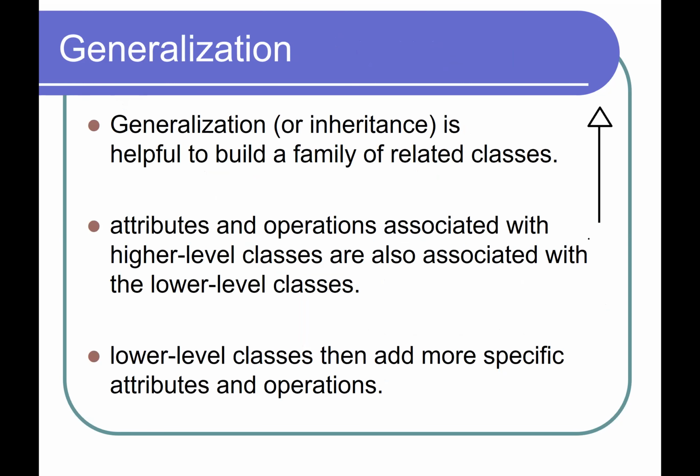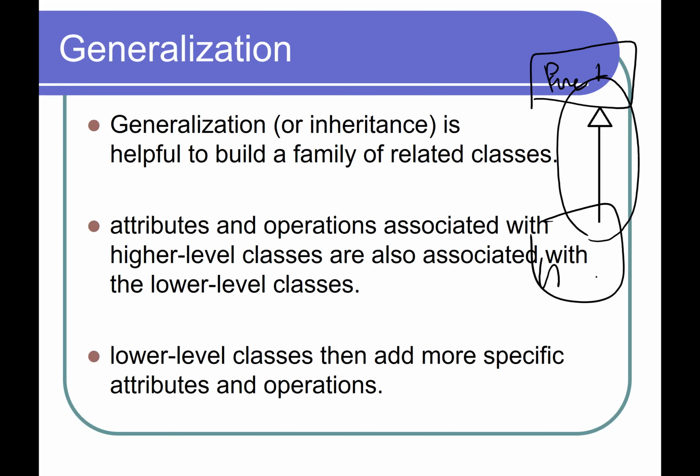You've probably already seen the notation. It's the hollow triangle that you see at the top. The parent goes at the very top, and the child goes at the bottom. And I'm pretty sure you're already well aware of the characteristics of the generalization relationship. It's not an ownership thing. So it's a different family branch.